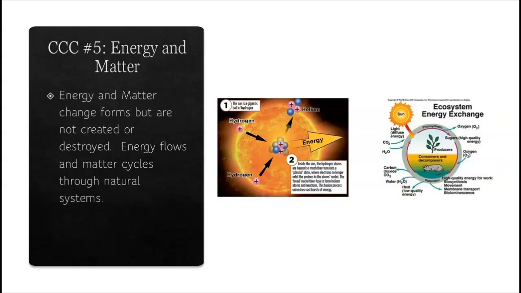Next, we have energy and matter. Energy and matter change forms but are not created or destroyed. You've learned this in freshman science. Energy flows and matter cycles throughout natural systems. So here we've got two examples of energy and matter. One is energy going through the ecosystem into plants, how the plants take the sunlight and turn that into their own energy. Animals can eat that and turn that into energy for them. We also have a star using energy, changing types of energy.